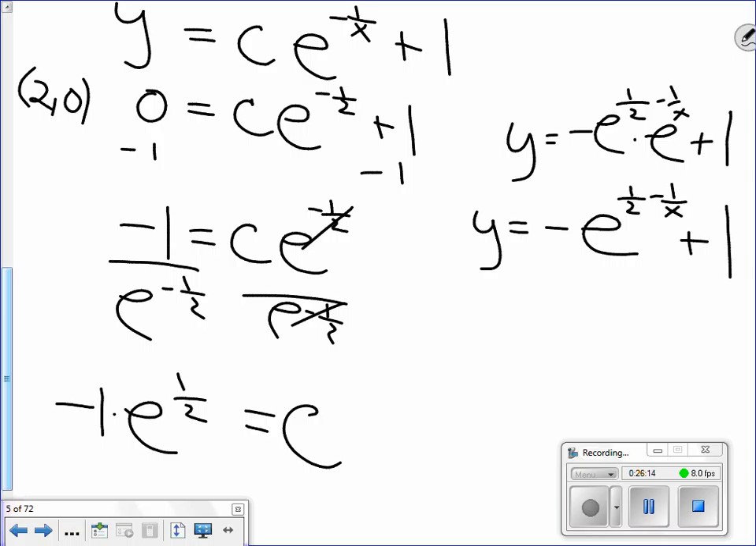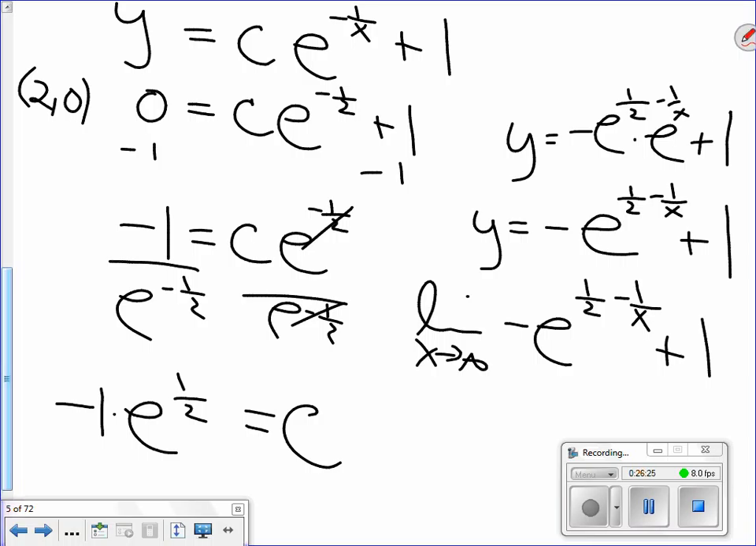So when you want to find the limit as x approaches infinity, just think about what would happen if x went to infinity. If this went to infinity, what is the fraction 1 over x going to approach? What is 1 over a number that's getting larger and larger and larger? Yeah, it's getting smaller. It's going to 0. So what you're going to get is just negative e to the 1/2. I don't have to write minus 0, plus 1. That's the limit. This just goes to 0, and it doesn't affect anything else.